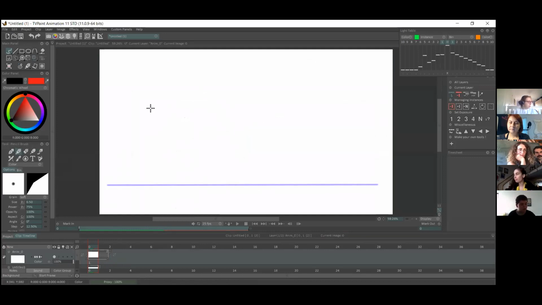Okay. I'm going to use reference on my side as well, because walk cycles are difficult and if you can use reference, definitely use it. So, if we have a dog.